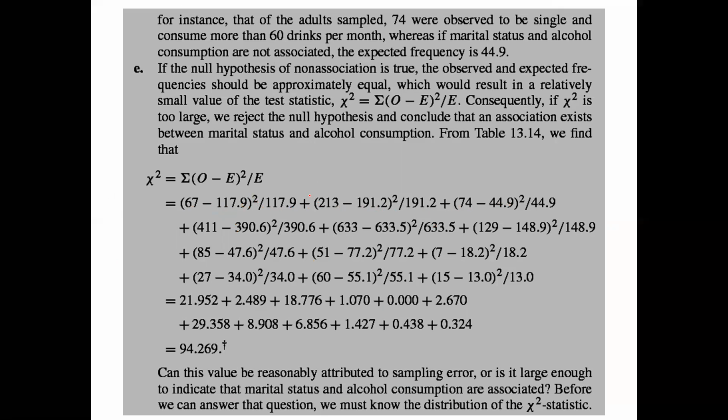This is to be added 12 times. So you can see here the plus signs. How many plus signs do we have? 11 plus signs, because 12 terms are to be added. The total is 94.269. This is the value of chi-square observed, or the chi-square statistic.